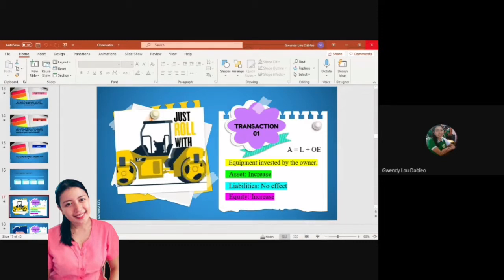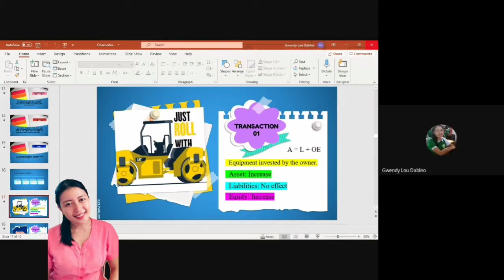Now, first transaction, let's apply our learnings into practice. For transaction number one, if equipment is being invested by the owner, what will happen to assets? Okay, Joseph, what will happen to assets if the transaction is equipment invested by the owner? I think the asset decreases, ma'am. Decreases? Why so? Because part of the capital is deducted, or part of the capital is being used.